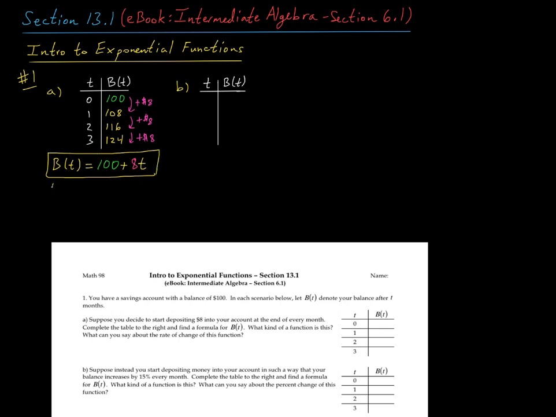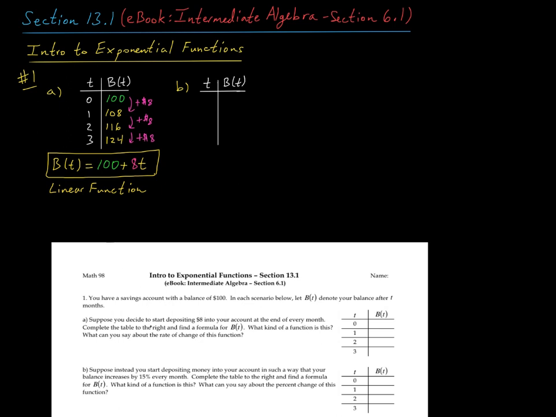And I recognize this as a linear function where the slope is 8. So in other words, it's just this dollar amount we're depositing at the end of each month. So that's our rate of change here in our balance. And the $100, that's going to be our y-intercept. That's just our initial balance.